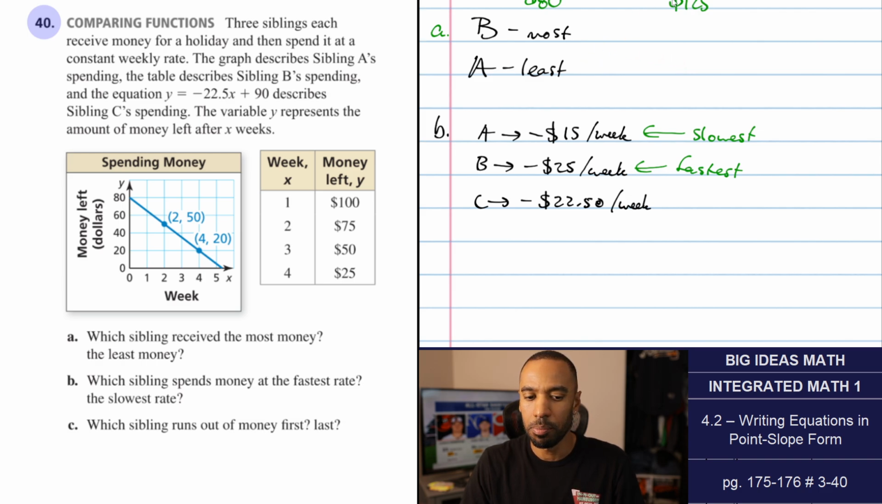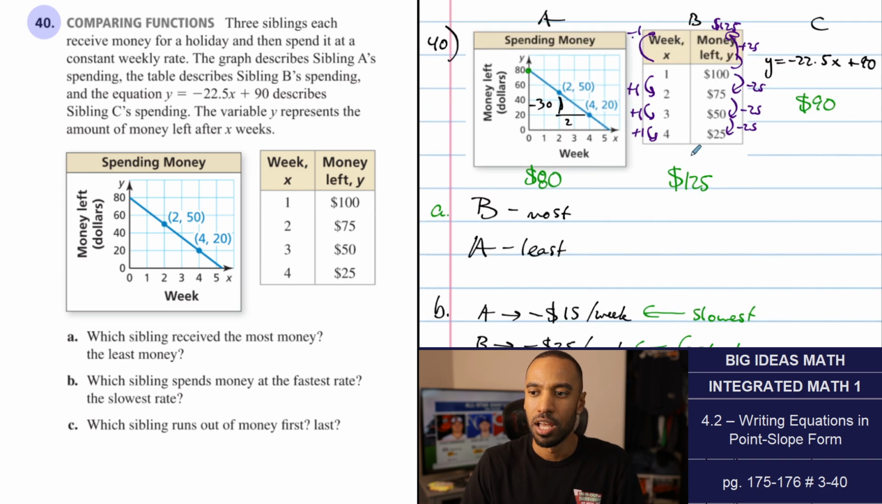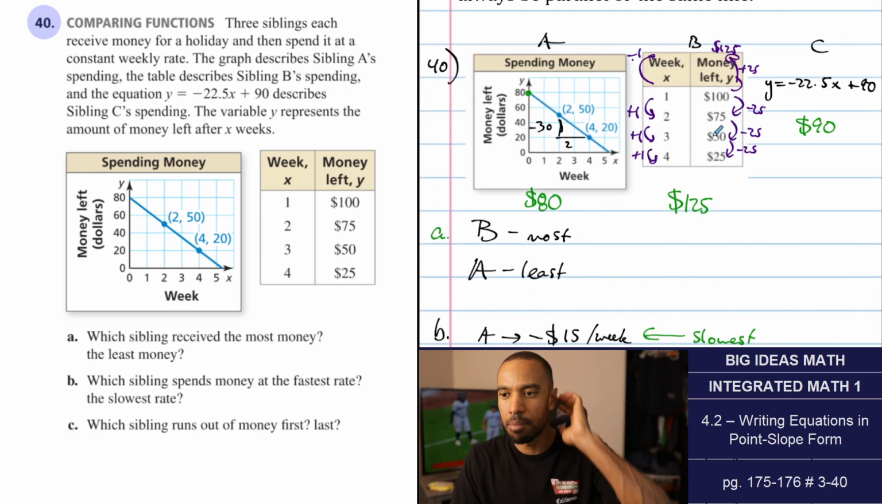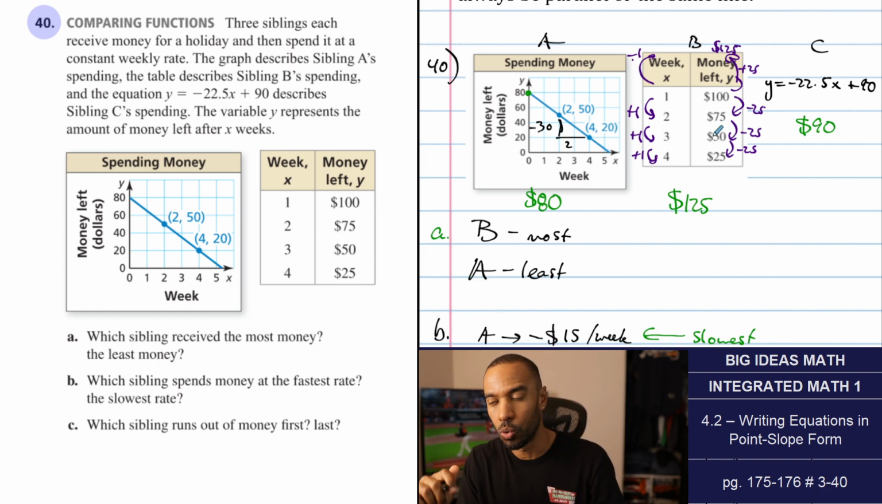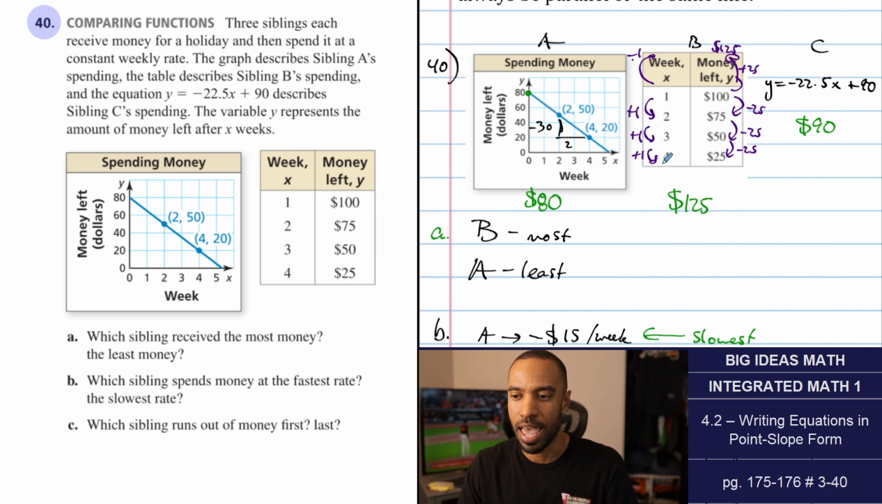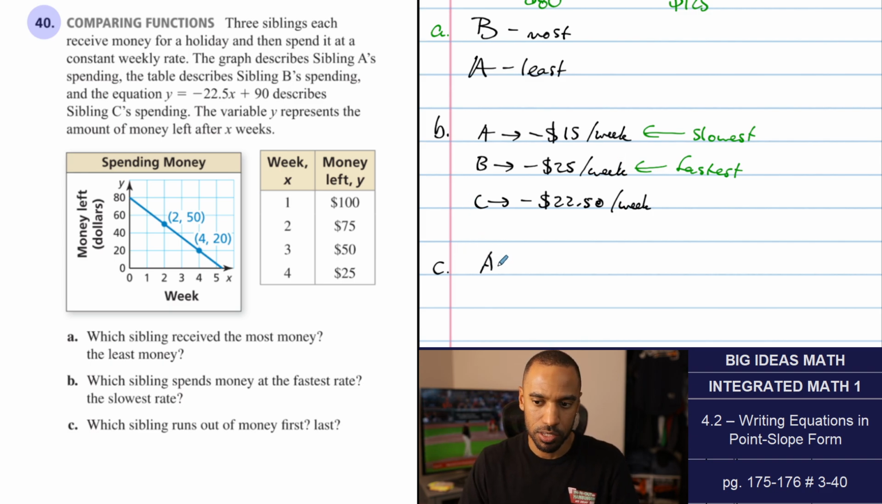Part C, which sibling runs out of money first? Which sibling runs out of money last? Let's track. I'm not making this so much a point slope form problem, and I apologize for that. Let's see if we can visually represent that on A in a moment. B, we're going to run out of it at 5 weeks. Another 25 down is $0 at week 5. So person B is 5 weeks until they run out of money.